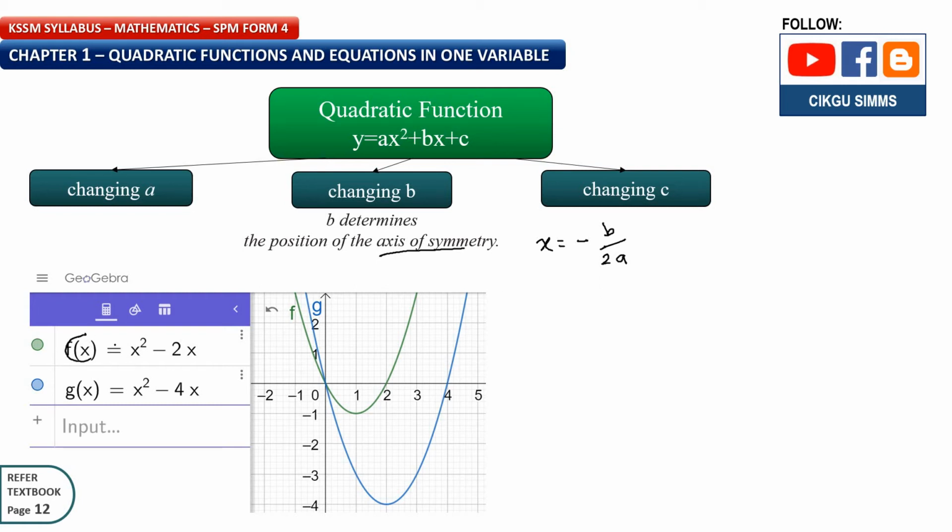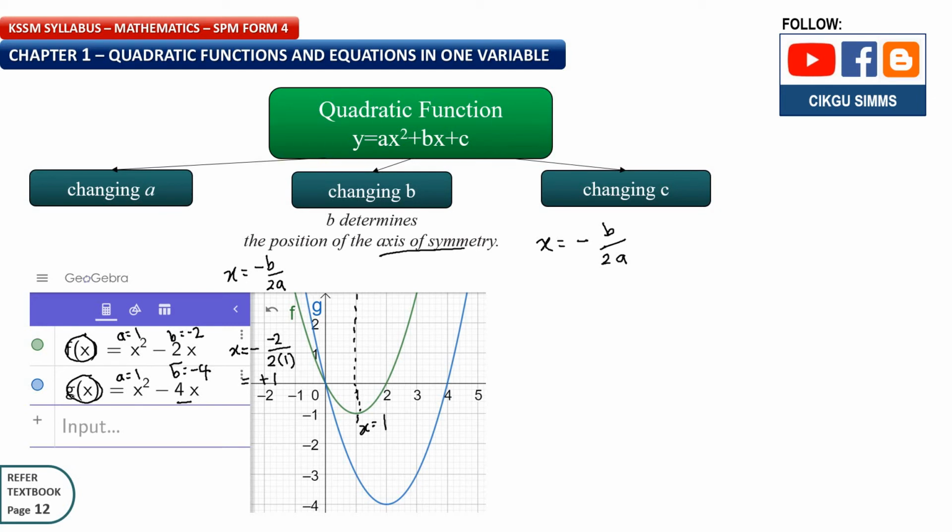Okay, so here we have a function f and a function g(x). The only difference is the value of b. For function f, a is 1, b is minus 2. For function g, a is 1, b is minus 4. So for function f, I want to find the axis of symmetry. Axis of symmetry is negative b, b is minus 2, over 2 times 1. I substitute into this formula. So 2 divided by 2 is 1. Negative, negative, you get a positive 1. So you can see this is the function f. The axis of symmetry is x equal to 1.